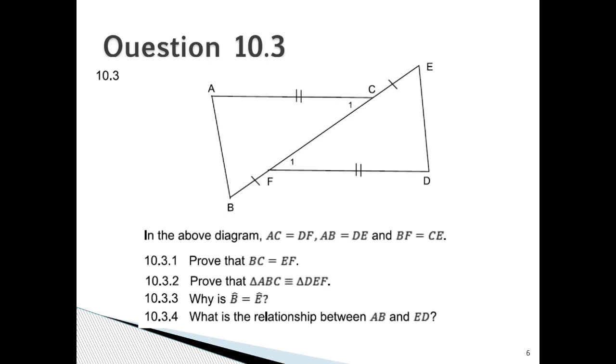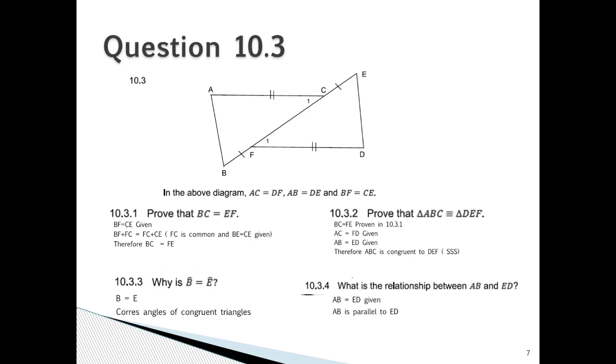Question 10.3. In the above diagram, AC is equal to DF, AB is equal to DE, and BF is equal to CE. 10.3.1. Prove that BC is equal to EF. 10.3.2. Prove that triangle ABC is congruent to triangle DEF. 10.3.3. Why is angle B equal to angle E? 10.3.4. What is the relationship between AB and ED?